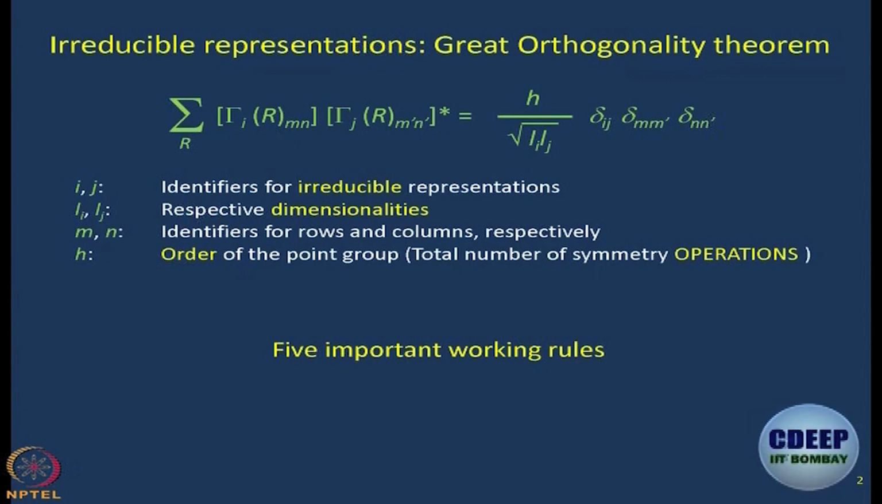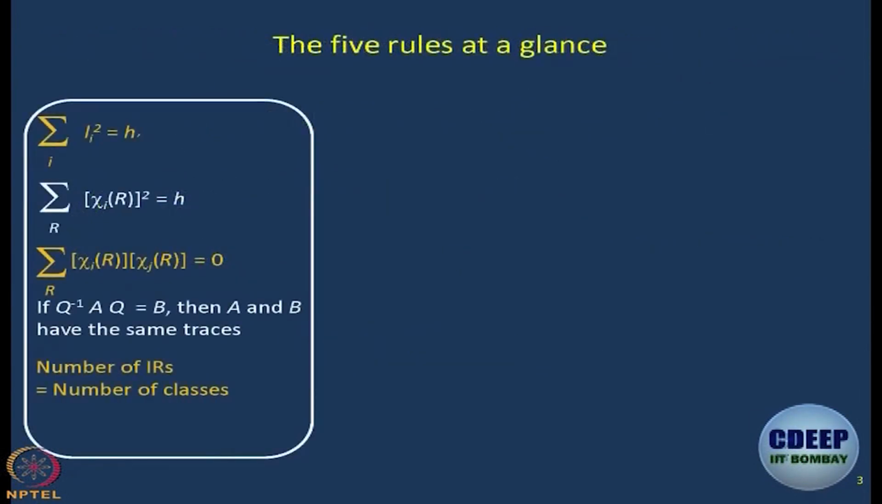What is really useful for us, and something we need to remember if we want to derive character tables and otherwise, is that there are 5 important rules that come out as a result of the great orthogonality theorem. These rules answer some of the questions we have been asking. How many irreducible representations are there for a given point group? The number of irreducible representations is equal to the number of classes.